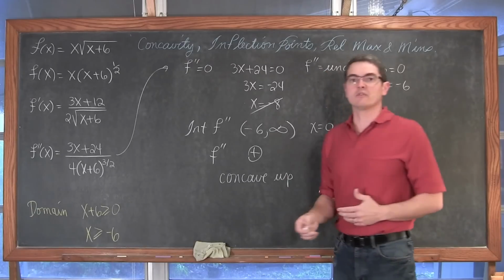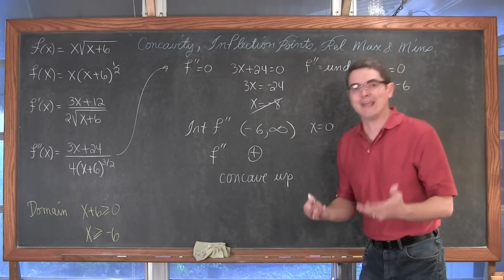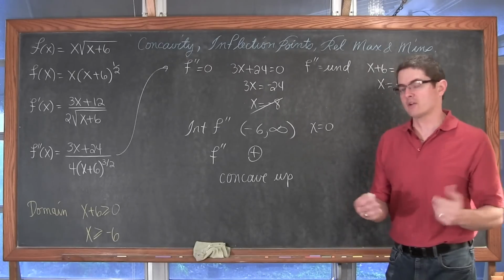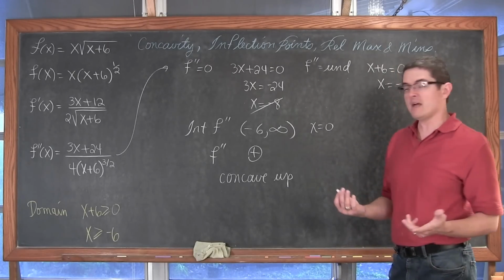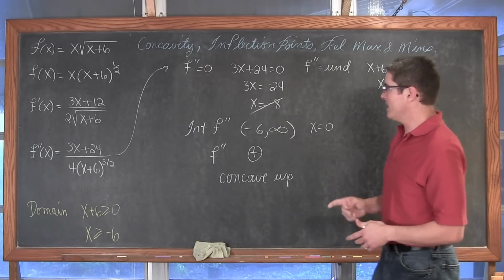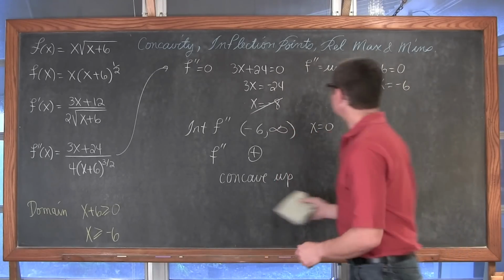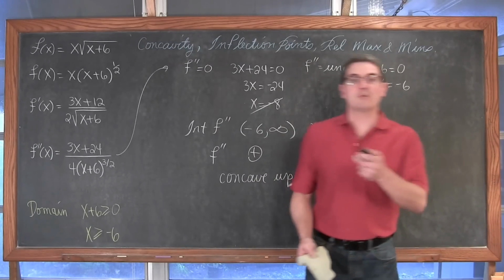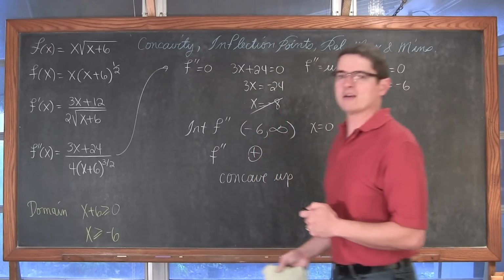We only had one test interval, so there's no place for the function to change from being concave up to concave down, so we have no inflection point. And therefore, the only thing left is to identify any relative max or mins. Alright, so let me get out of the way and clean this board up. I keep writing so big. And we'll come back with that first derivative and find the relative max or min.